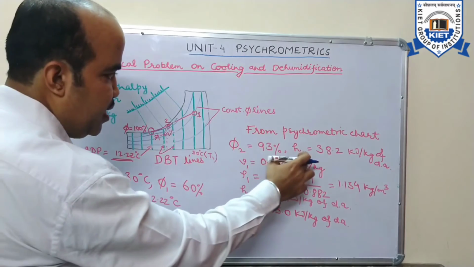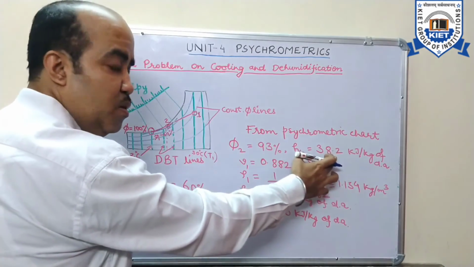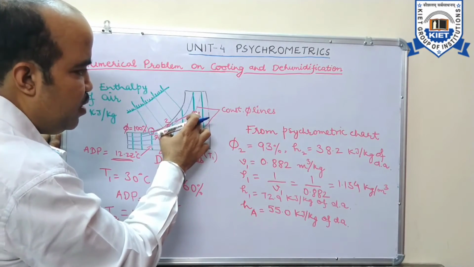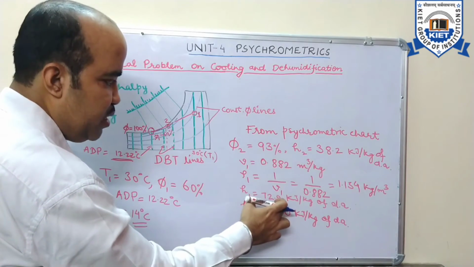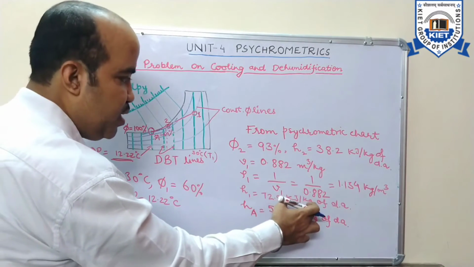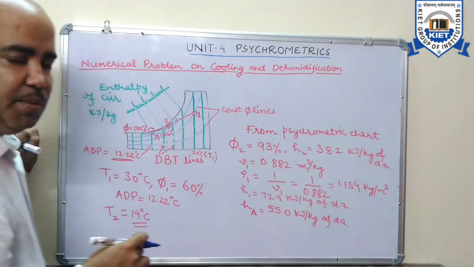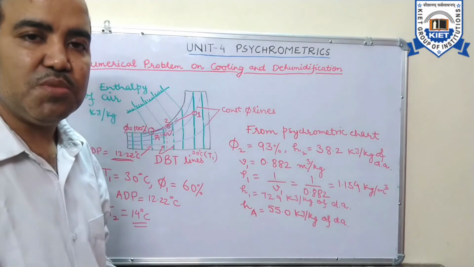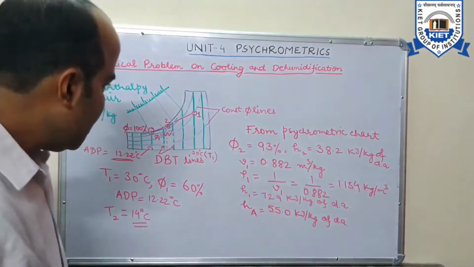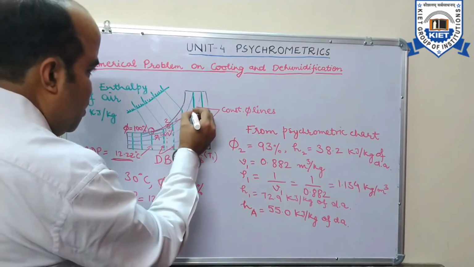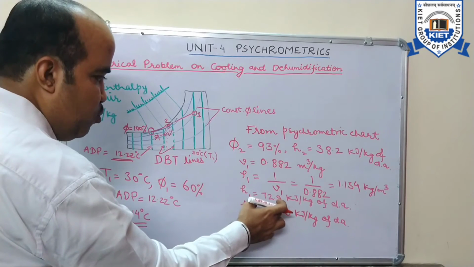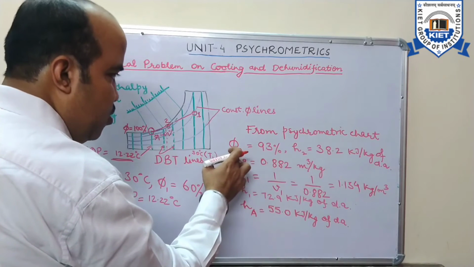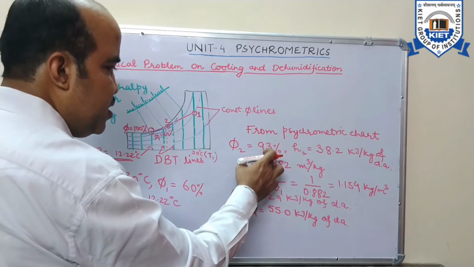You will notice that enthalpy will come out to be equal to 38.2 at point number 2, and at point number 1 the enthalpy will come out to be equal to 72.9 kilojoule per kg of dry air. Remember, in the psychrometric chart the enthalpy values are specified in terms of kilojoule per kg of dry air. So at point number 1 we have the enthalpy 72.9, at point number 2 we have the enthalpy 38.2, and also at point number 2 we have the relative humidity as 93%.